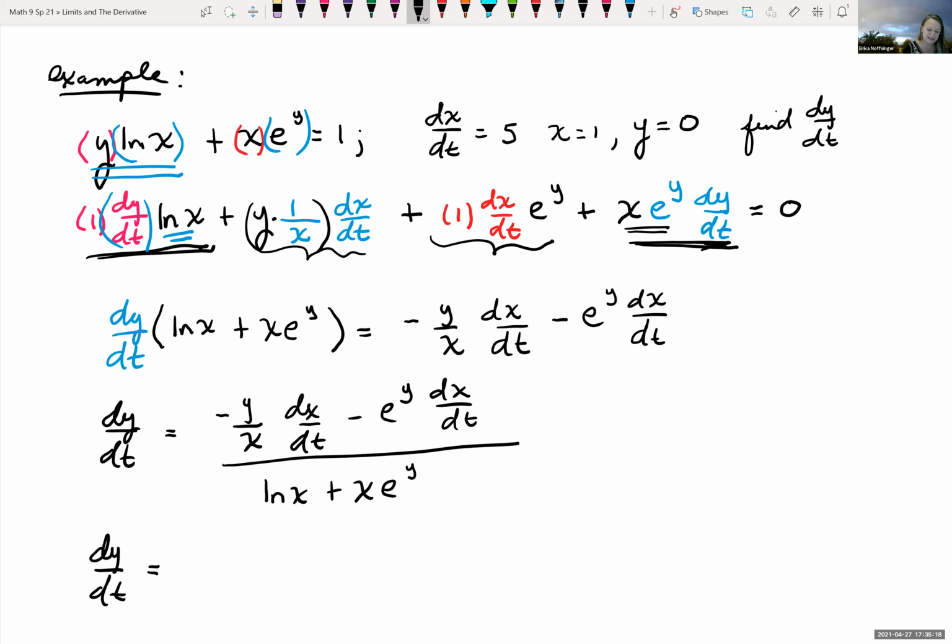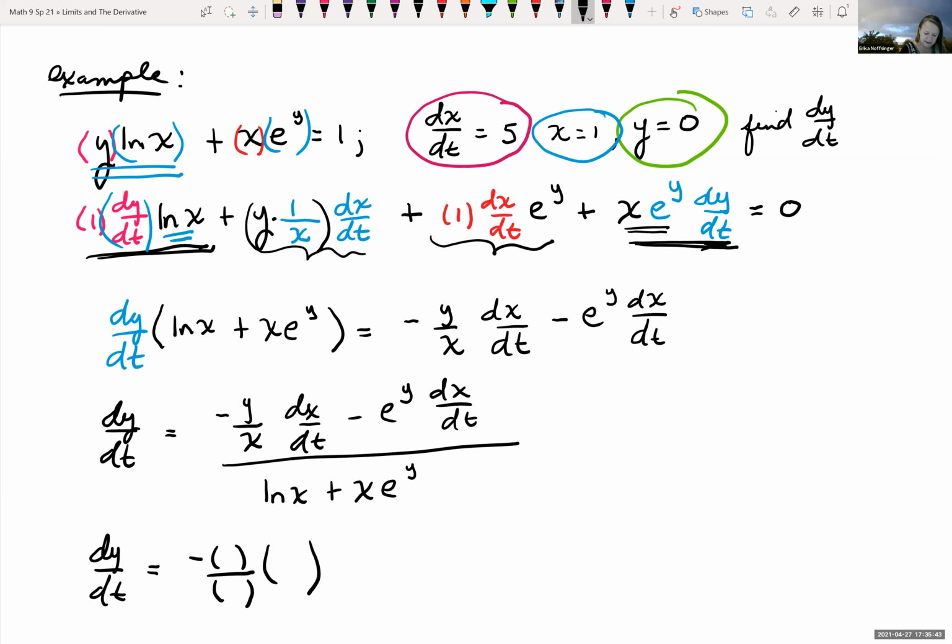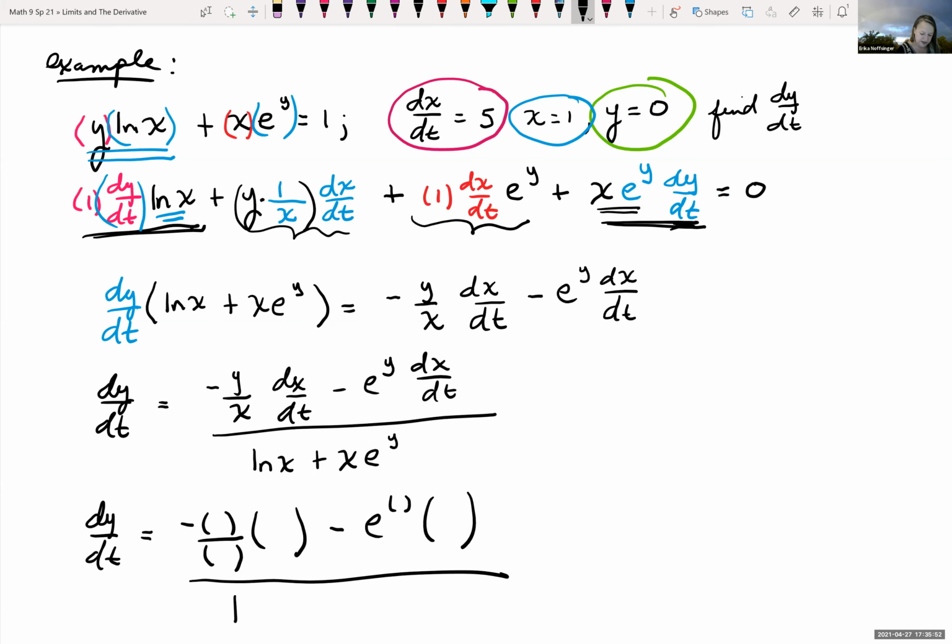So we're just going to go in here, and wherever we see a y, we're going to plug in 0. Wherever we see an x, we are going to plug in 1. And wherever we see dx/dt, we're going to plug in a 5. So negative y, which is 0, over x, which is 1, dx/dt, minus e to the 0 times dx/dt, which is 5, all over the natural log of 1 plus 1 times e to the 0.